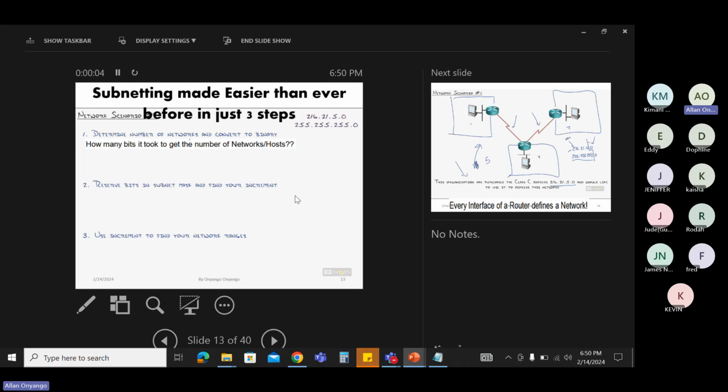I want you to note what is here. I call this subnetting made easier than ever before in just three steps. I will try and make it much simpler. I've been revising these steps, and there are only three. In fact, step number one I've actually revised. Don't take the upper one, take the one that has been typed, okay? So these are the three steps that we are going to do when we subnet.